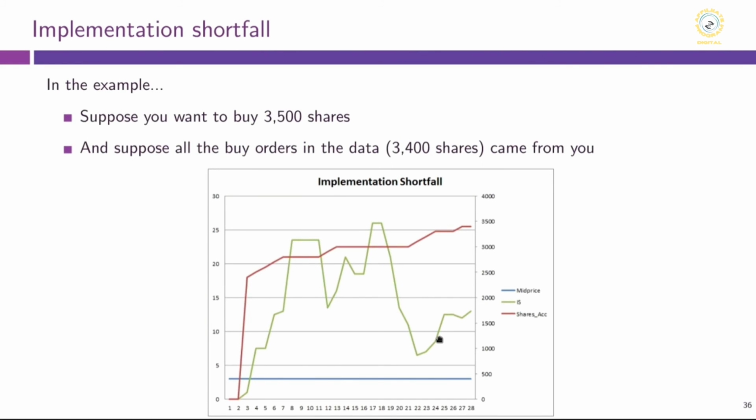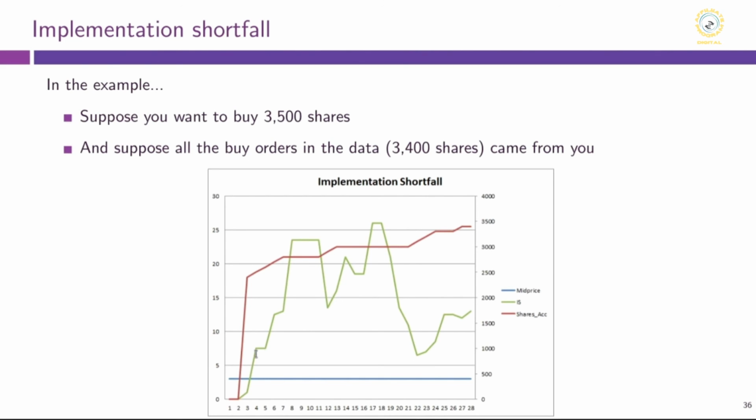Now you can calculate this implementation shortfall in our example, but you would need to just accept some parameters or come up with some goal. And for our story we can say that suppose you want to buy 3,500 shares at the beginning of the trading day, and suppose that all of the buy orders that we observe in the data come from your broker, and among the first 30 transactions, there are 3,400 shares worth of buy orders. So these all came from you, meaning that your broker managed to almost fully execute your order across these first 28 transactions. So what is the implementation shortfall in this problem?